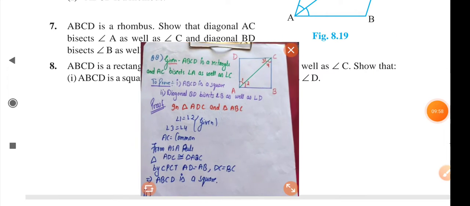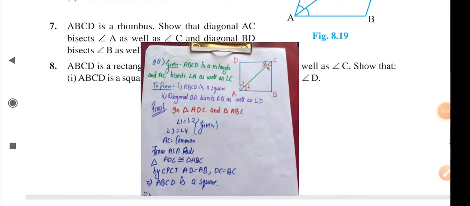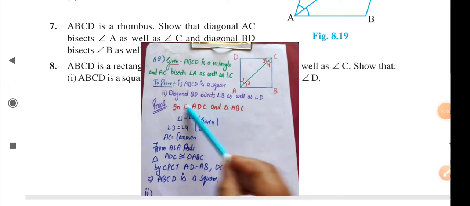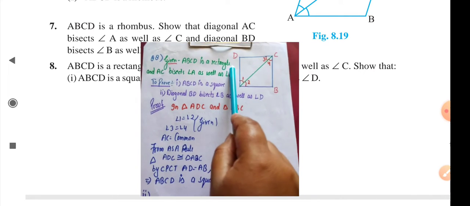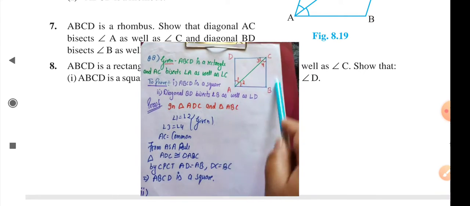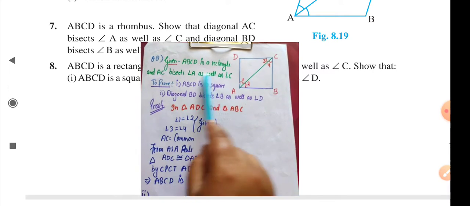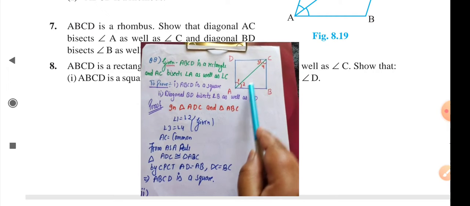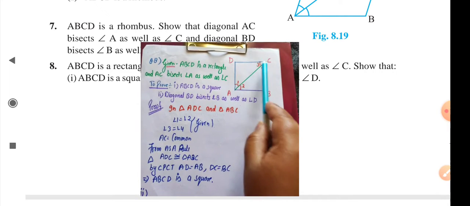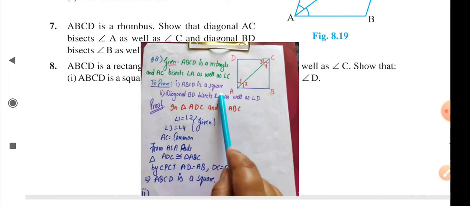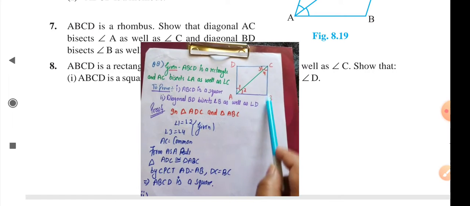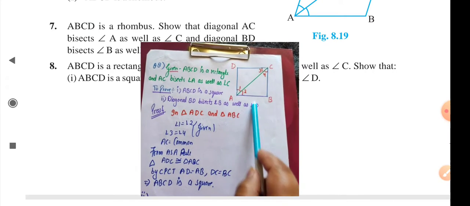You can see question number 8. In this question number 8, you can see what is given. Given ABCD is a rectangle. It's a rectangle, that means opposite sides are equal. And AC bisects angle A as well as angle C. That means angle 1 is equal to angle 2 and angle 3 is equal to angle 4. And you have to prove that it's a square. Square means the adjacent sides are also equal.